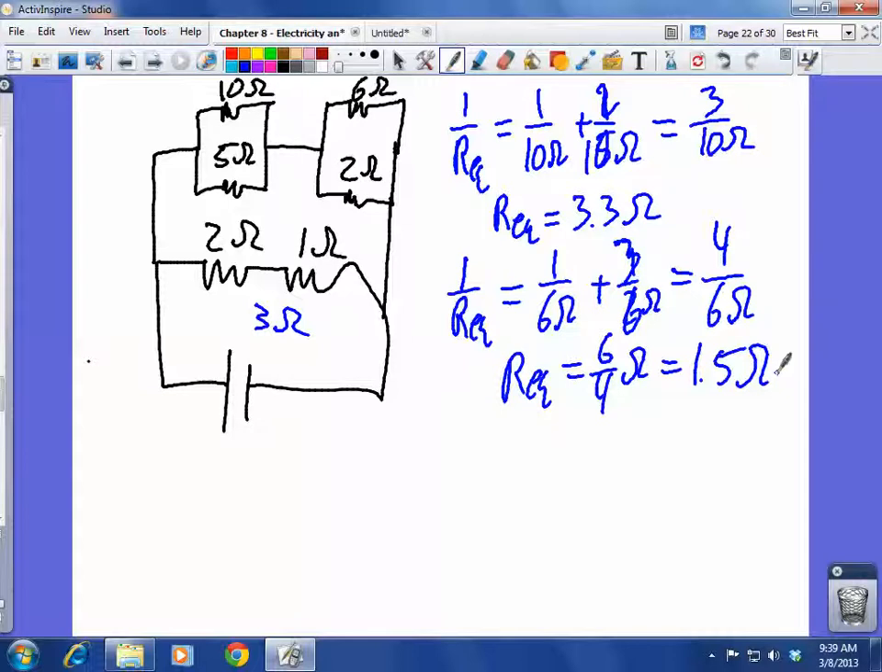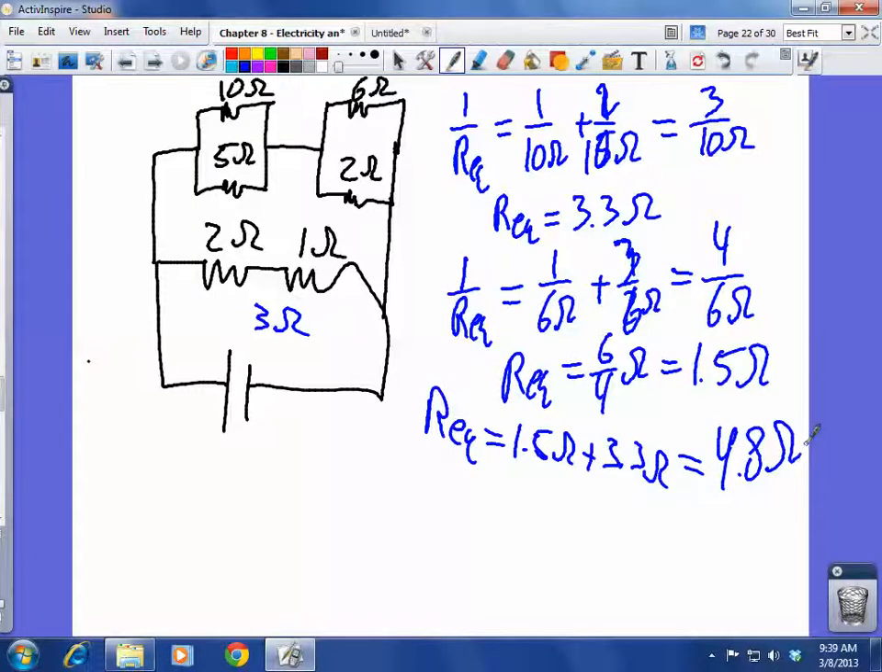So what can I do next? Okay, well, we'll just add these two, right? Because basically I'm saying I have 3.3 ohms here and 1.5 ohms here. So that equivalent of that top part is just going to be 1.5 ohms plus 3.3 ohms. So about 4.8 ohms. Everyone with me so far? What's my last step here?